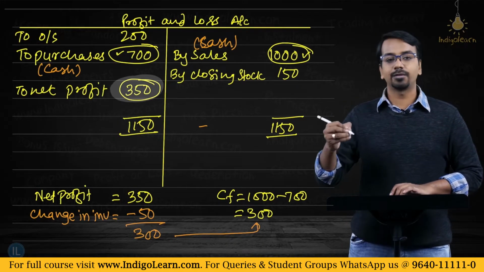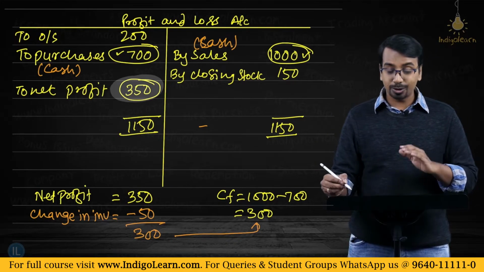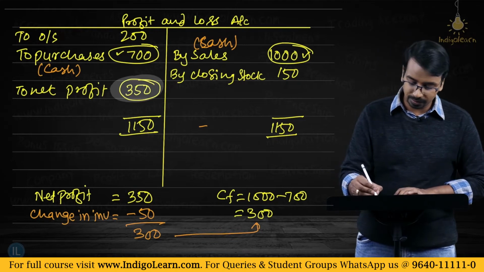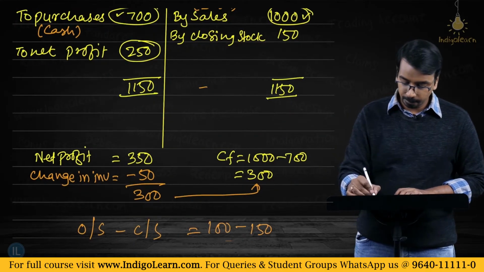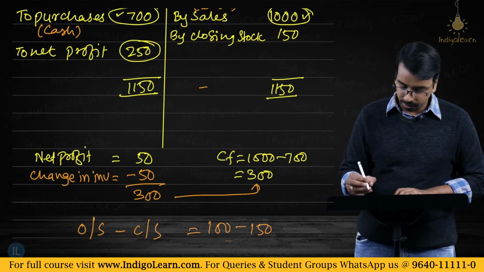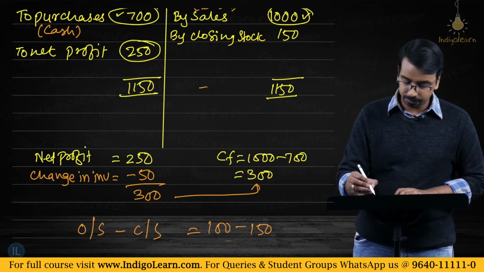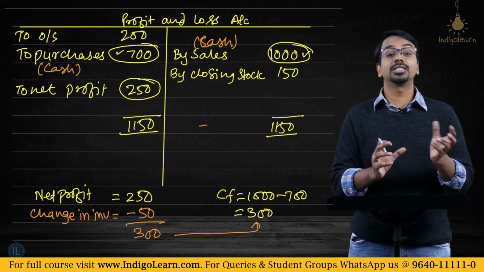Now, 1000 plus 150 is 1150, 1150 minus 900, what is the profit I get? I get a profit of 250. So, this 350 now becomes 250. Will my cash flow change because of the changing inventories?